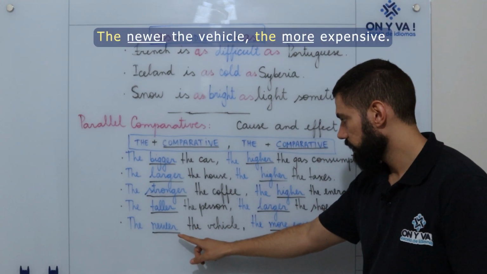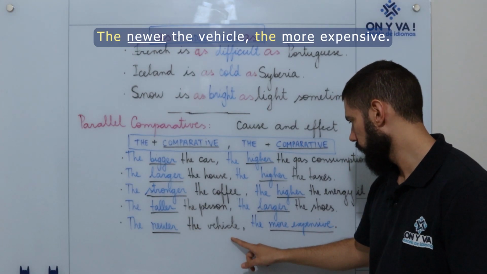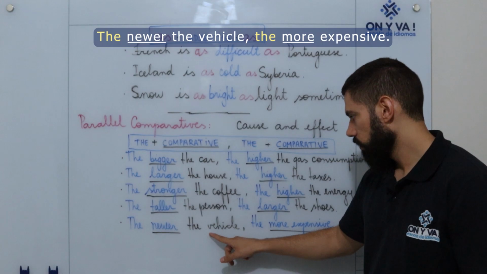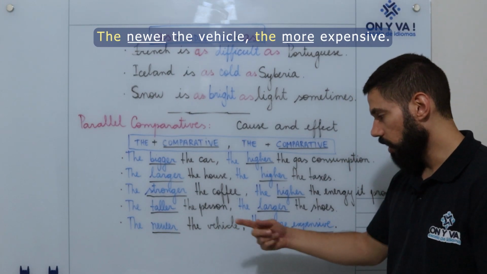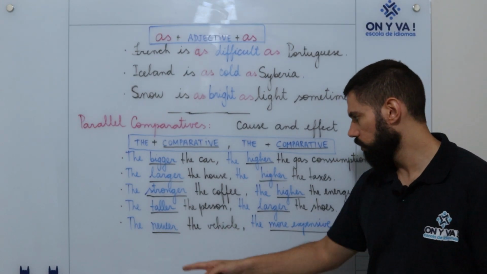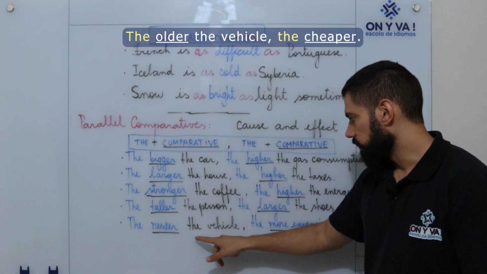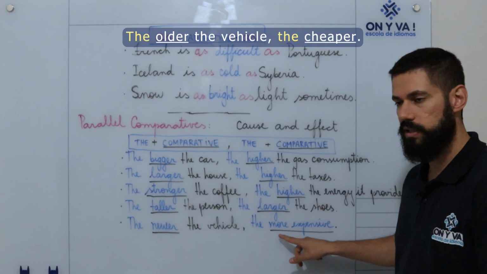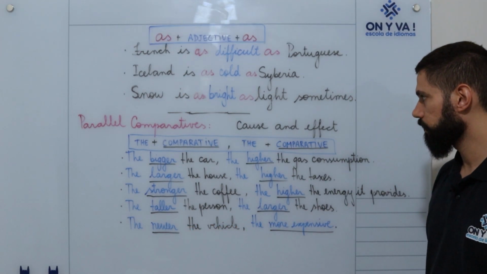Another example, the newer the vehicle, the more expensive. The opposite is also true. The older the vehicle, the cheaper. The older the vehicle, the cheaper.